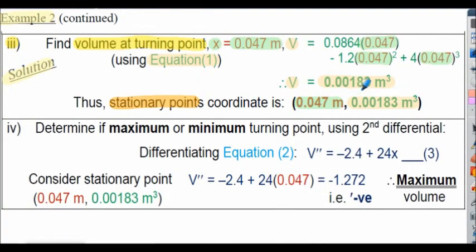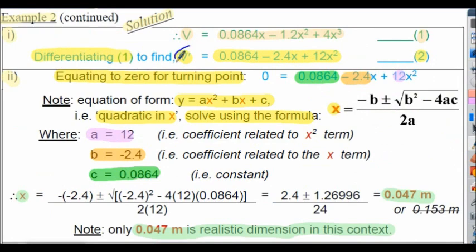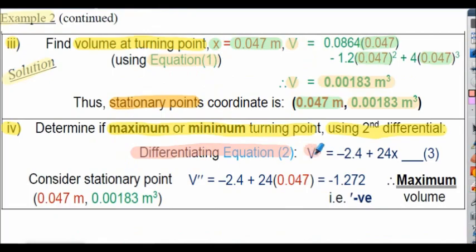But using differentiation, step 4, we find the maximum or minimum turning point by using the second differential. So now differentiate equation 2. That was our first differential shown at the top of the slide here. So the second differential, v double dash, or d2v divided by dx squared, shown here. Just call that equation 3 purely for reference.